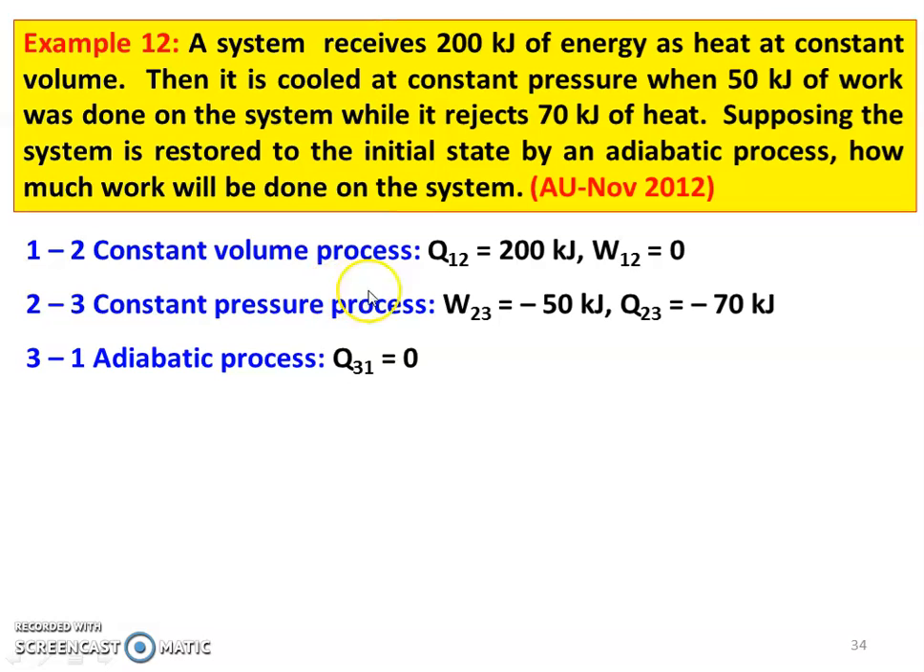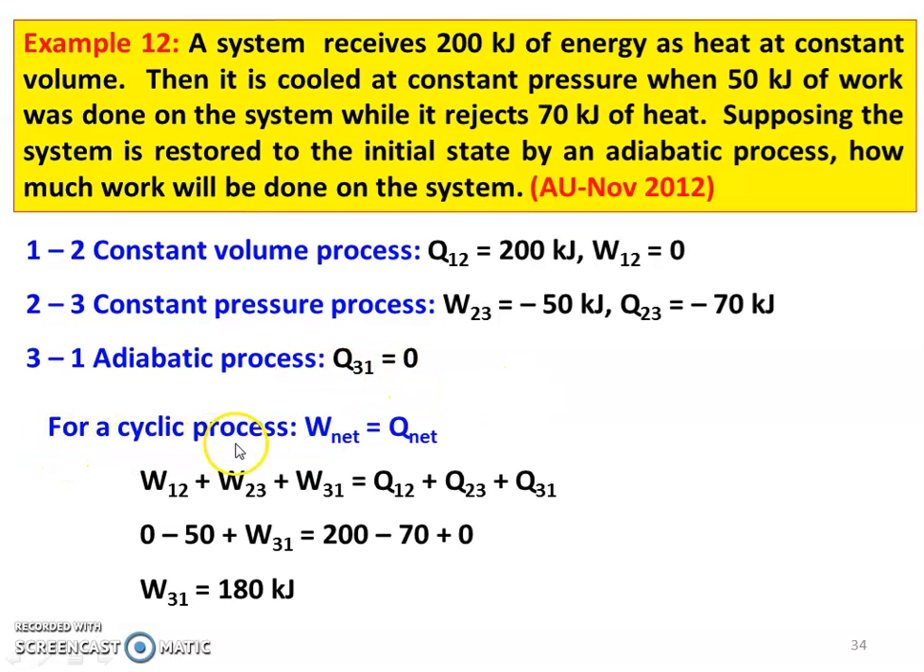So 1 to 2 constant volume process, Q12 equal to 200 kilojoules, W12 equal to 0. 2 to 3 constant pressure process, W23 equal to minus 50 kilojoules. So it is cooled at constant pressure, compression, heat rejection, W23 equal to minus 50 kilojoules and Q23 equal to minus 70 kilojoules. Adiabatic process, Q31 equal to 0.